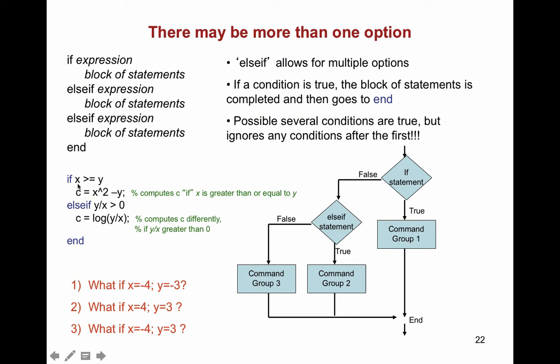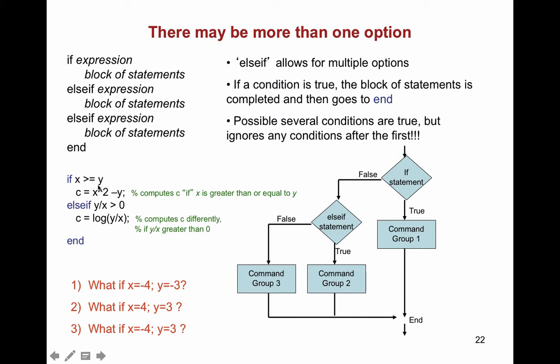Okay? So for instance, let's do this. If x is larger than y, then assign c to be this, x squared minus y. Otherwise, this else if is otherwise. If y over x is larger than 0, assign c to be the log value of that, end. So what's going to happen? Let's go first row. Who wants to start? Somebody in the first row. One of you guys. Who wants to volunteer? What happens if x is equal to -4 and y is equal to -3?